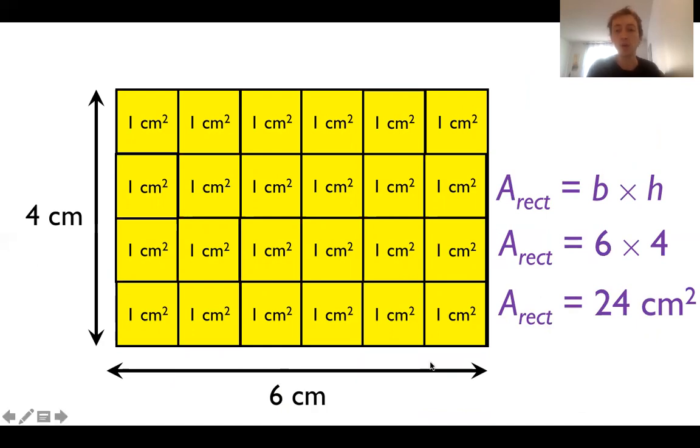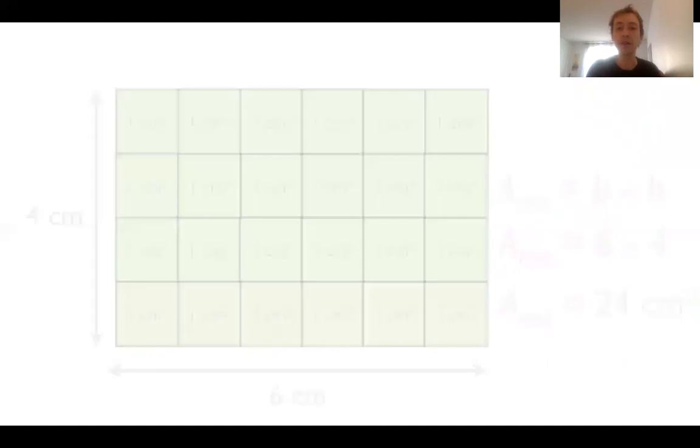Okay, so the big thing, don't forget this little 2. If you forget that and you just say 24 centimeters, you're talking about something that is 24 centimeters long. That is not an area. That is one-dimensional. So that's for rectangles.